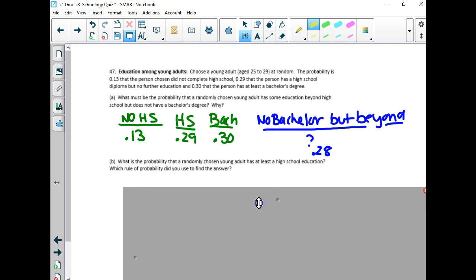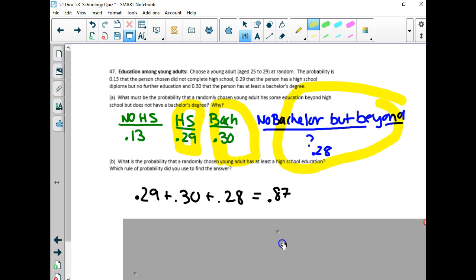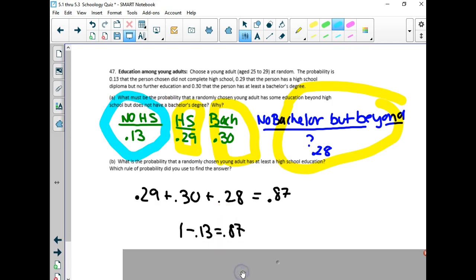What is the probability that a randomly selected person or a randomly chosen young adult has at least a high school education? Where do we have at least a high school education? That's right here, and right here. What did I do? I added it all up. Or I could use the complement rule. I could take 1 minus the opposite of those 3, which is no high school, and that gives me 0.87 as well.